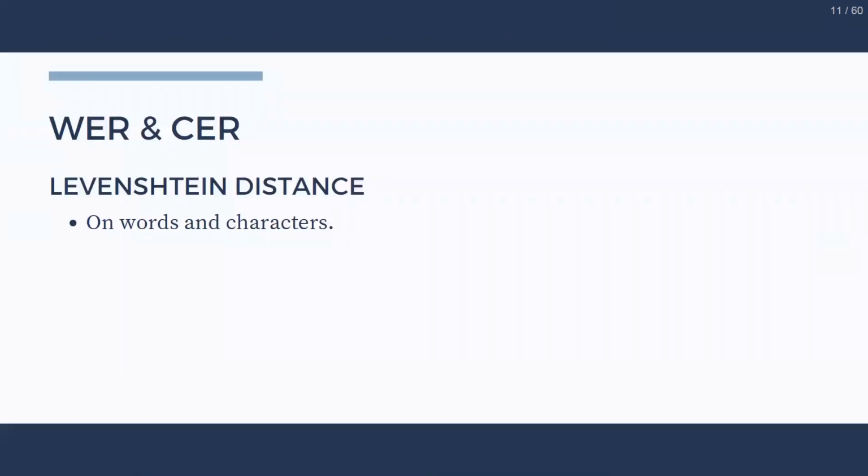So the word error rate and the character error rate are basically just the Levenshtein distance on words for the word error rate and on characters for the character error rate.